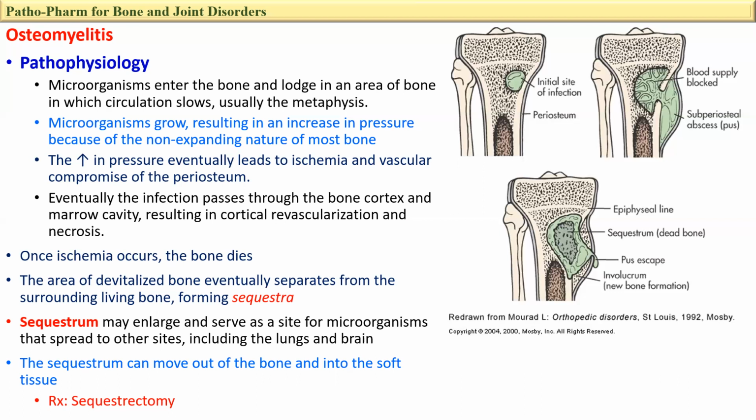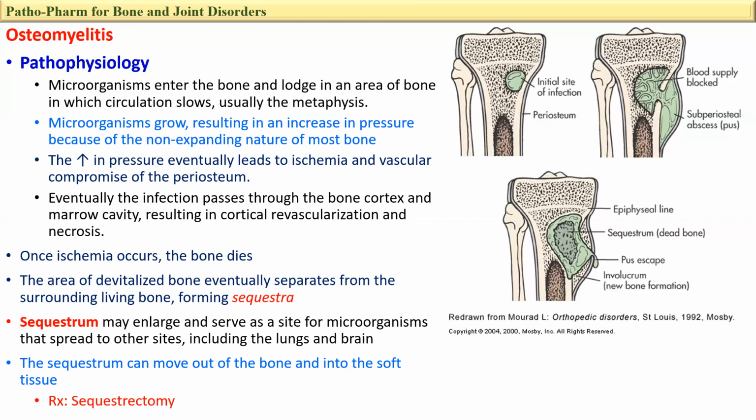The area of the devitalized bone eventually separates from the surrounding living bone, forming what is called sequestra. We need to know that the sequestra will continue to be an infected island of bone, surrounded by pus and difficult to reach by antibiotics. Even IV antibiotics really won't get to the infected area, which is the sequestrum, because that's protected.